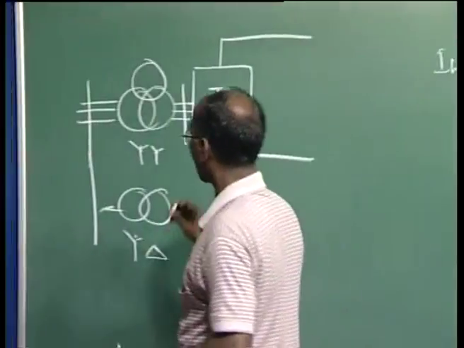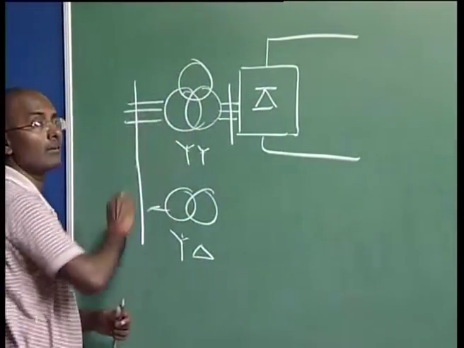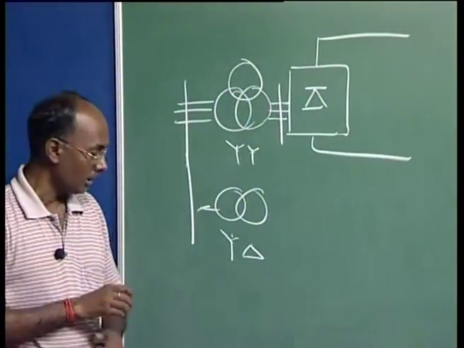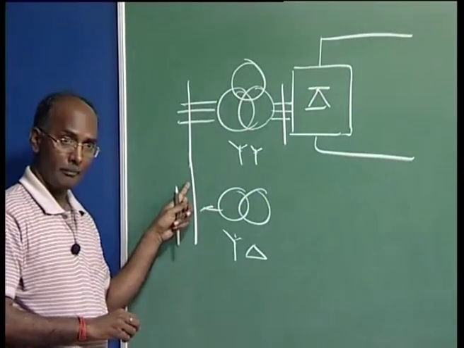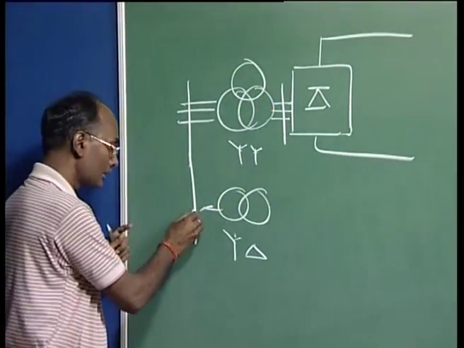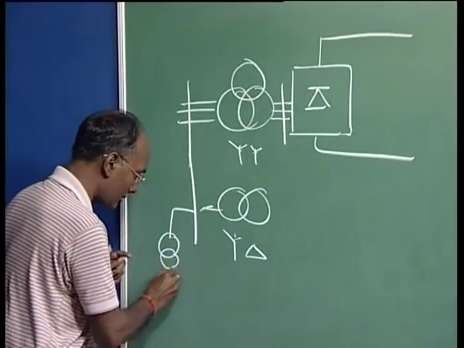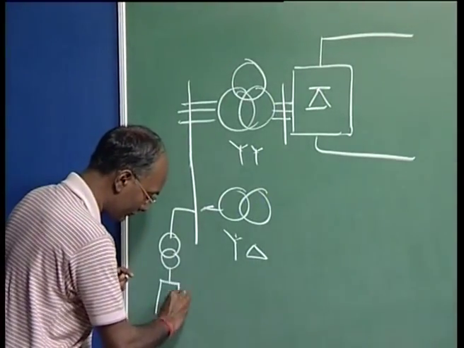So another option that we can use is a tertiary winding of this transformer. Even if you are putting it on the primary side, it would be through some transformers, and then you can put the filter.